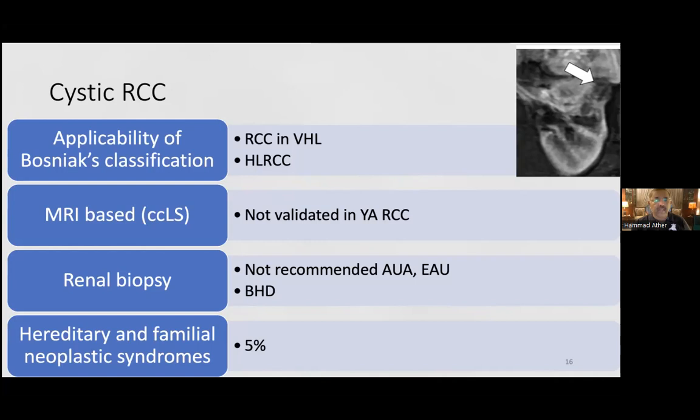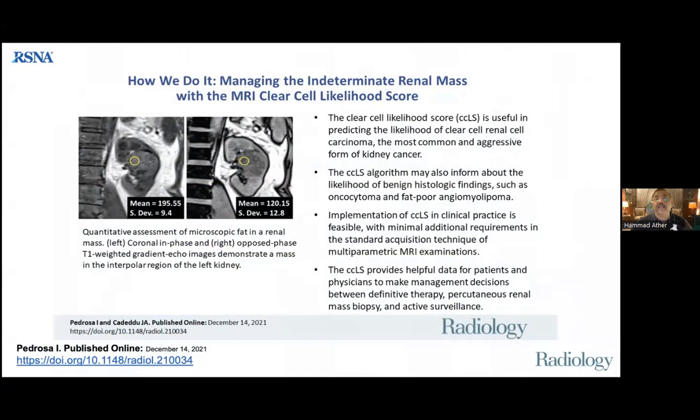So this is, I borrowed this slide from RSNA, this is the MRI scan for determining the CCLS, which is the clear cell likelihood score. Now, what you do is you do an MRI scan, which is an in-phase MRI T1 weighted image. As you can see here, the voxel in an in-phase MRI scan essentially looks at both the water and the fat, and it gives you a mean value. So it would not be able to distinguish between the two.